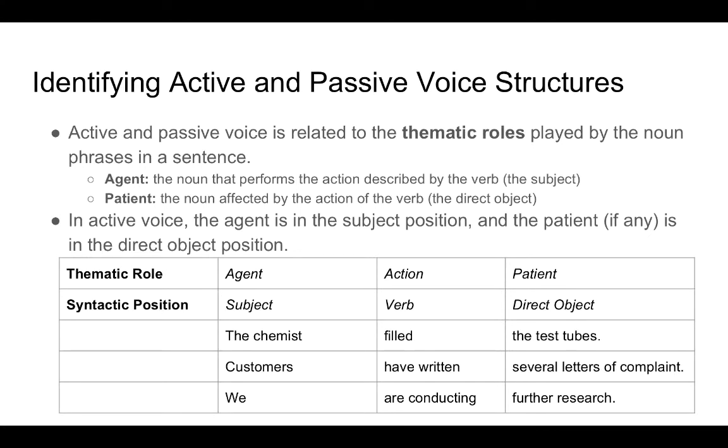So, active and passive voice, thought of thematically, emphasizes three roles: the agent, which is the noun that performs the action described by the verb, typically in the subject position, and the patient, the noun affected by the action of the verb, or the direct object typically. So in active voice, the agent is in the subject position, and the patient, if there is anyone, is in the direct object position. Looking at these examples, the chemist is the agent and the subject, filled is the action and the verb, and the patient, which is, remember, affected by that action, is the direct object, the test tubes.